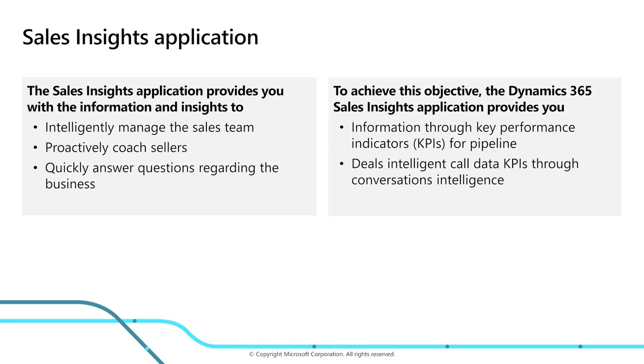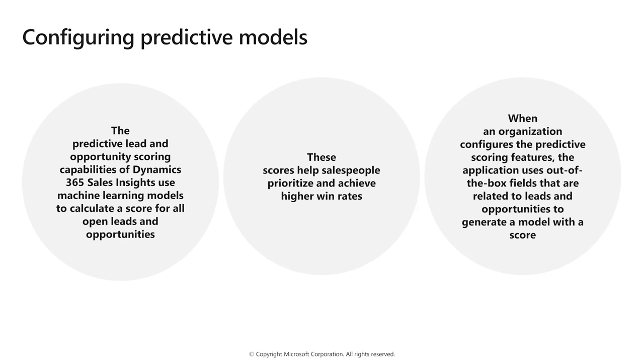So we go through and have an understanding of that. Now, think about configuring your predictive model. The predictive lead and opportunity scoring capabilities of Dynamics 365 Sales Insights uses machine learning models to calculate a score for all open leads and opportunities. The score helps salespeople prioritize and achieve higher win rates.